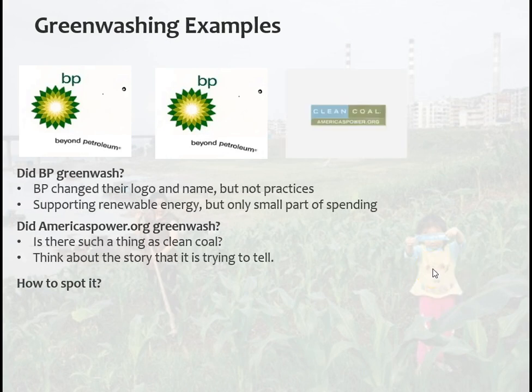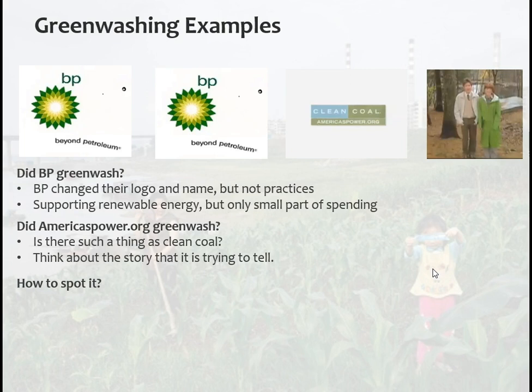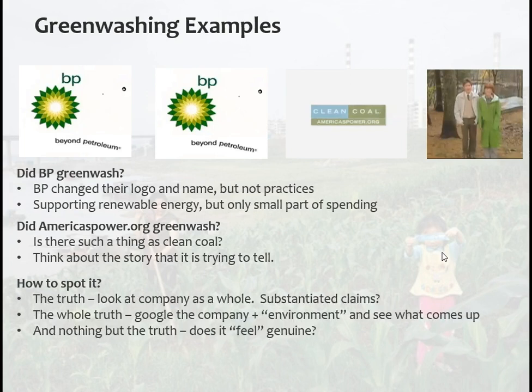Okay, and so that's sort of a funny way to look at greenwashing. But here are some ways to spot greenwashing, and this is partially from your reading. You look at the company as a whole, right? If they make a claim, like BP saying they're promoting sustainable energy, look at what the company is doing as a whole. There's so much information available. You can do a lot of research on this. So you can Google the company. Again, if we're using BP as an example, Google BP and the environment and see what comes up. Google BP and sustainability, or even BP and greenwashing.